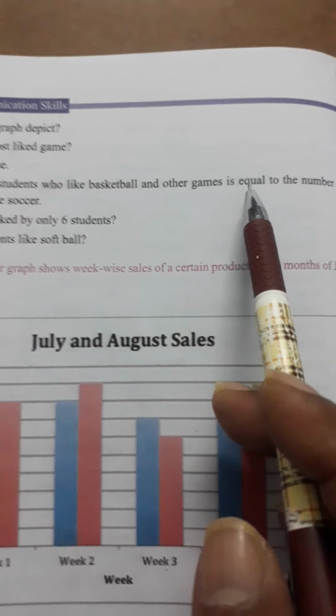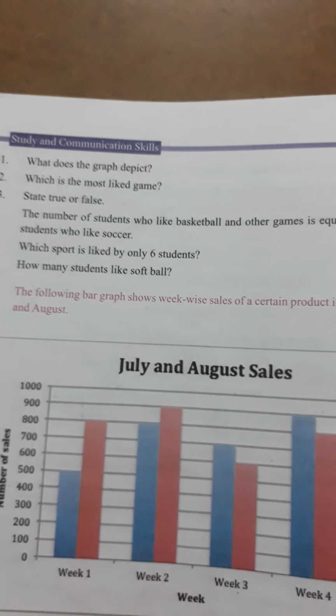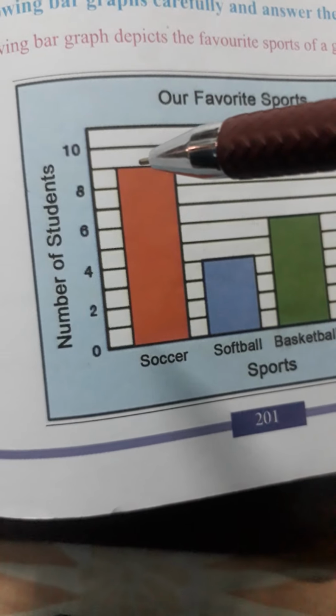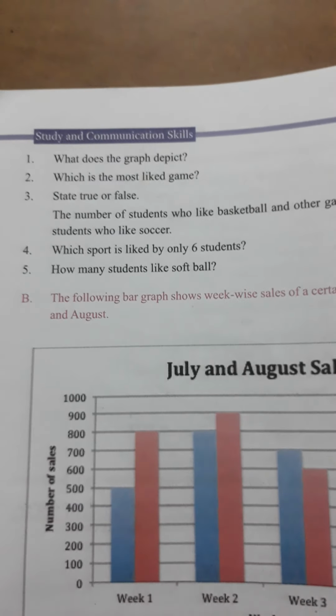The number of students who like basketball and other games is equal to the number of students who like soccer. Here, soccer, how many? 9. So the answer is true. Next question.